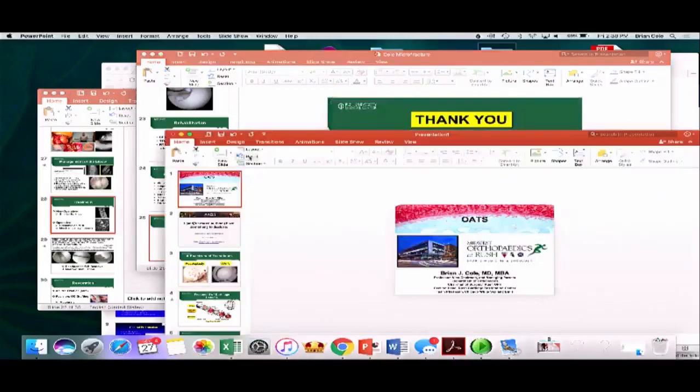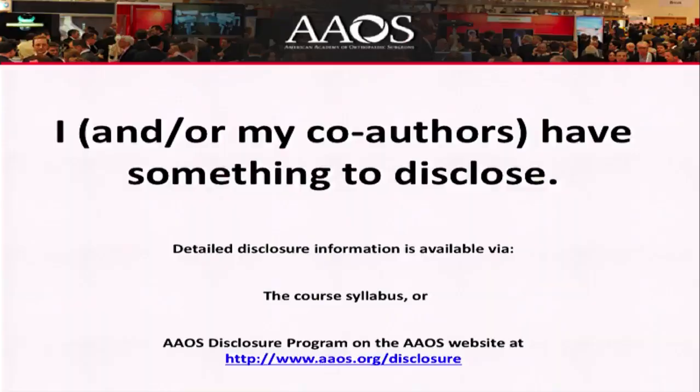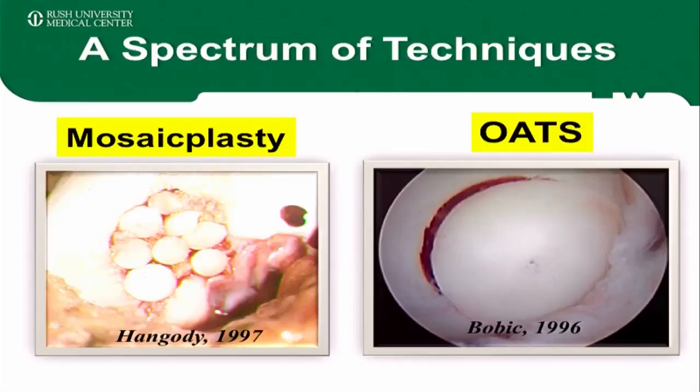So real quick, I'll just give you an update on OATS. Admittedly, I don't do a lot of OATS, but you need to know about it because it's part of the treatment armamentarium. And again, just like apples and oranges and marrow stimulation, there are two ends of the spectrum. One is a large number of small diameter plugs or a small number of large diameter plugs.